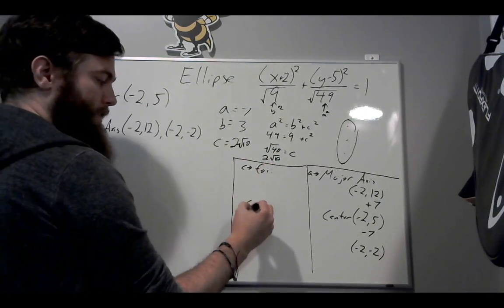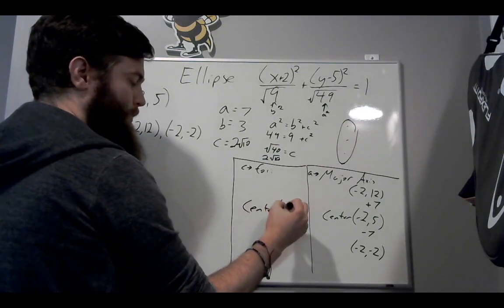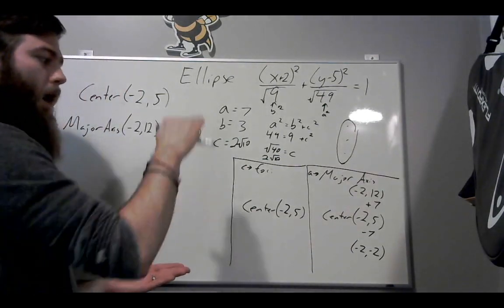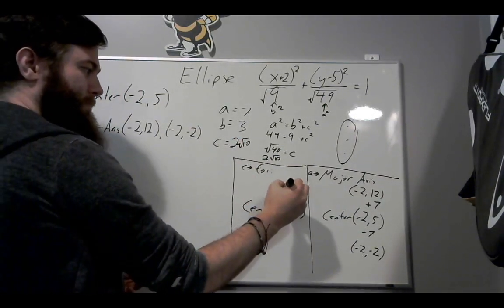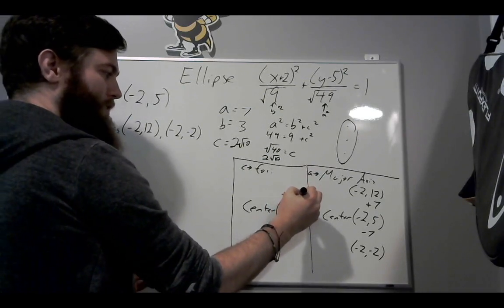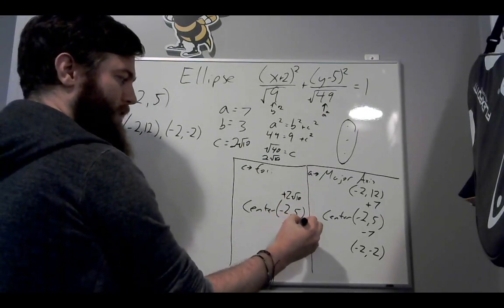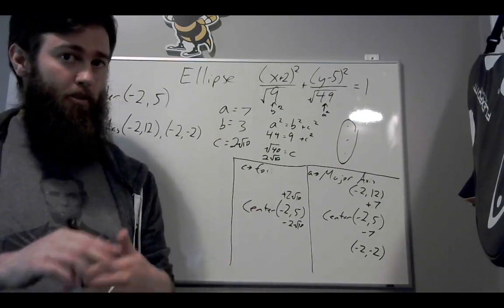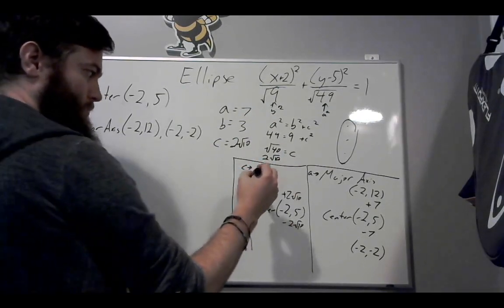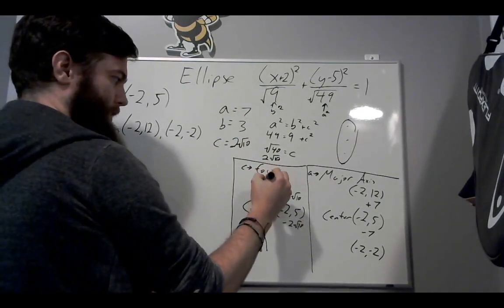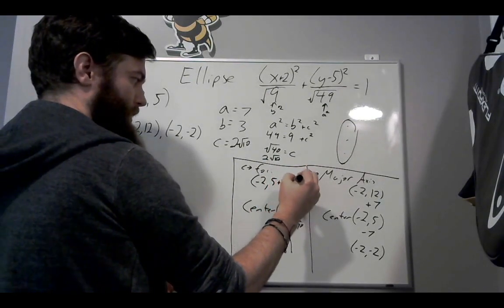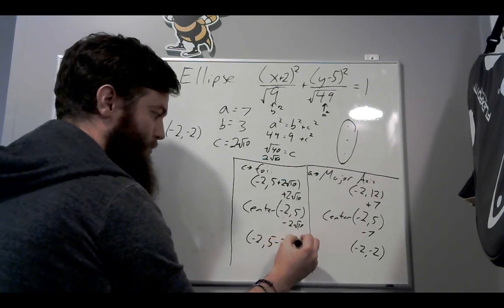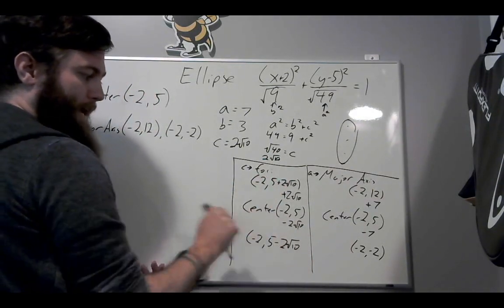So again, using my center, which was (-2, 5), I need to go up and down for my focus. And that means I'm going to be going up 2 root 10 and going down 2 root 10. One of the nice things about these being square roots is that I can't actually add them together, which means they're just going to be listed as (-2, 5 + 2 root 10) and (-2, 5 - 2 root 10). So I went up 2 root 10 and down 2 root 10.